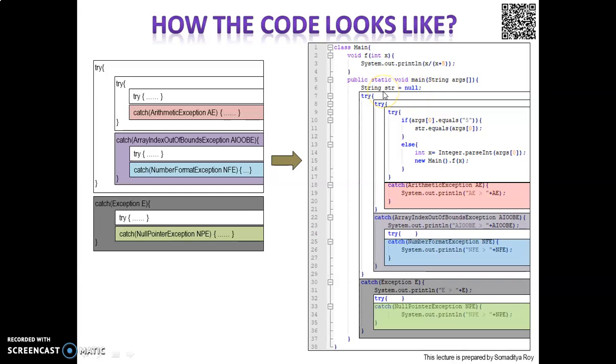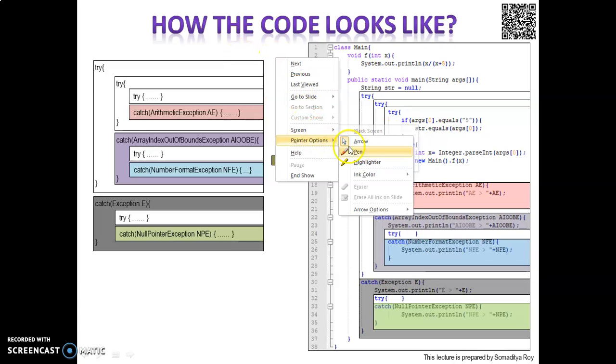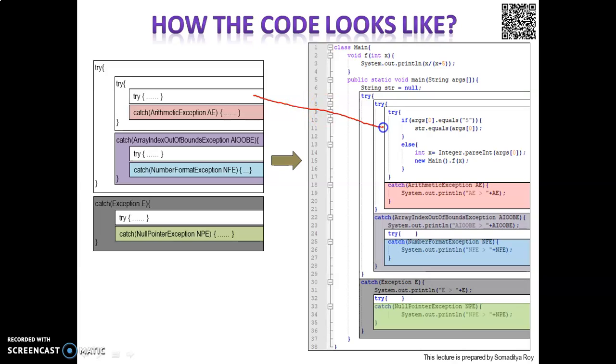So under the main method, we create a str string type variable and initialize it as null. Now this is basically the innermost try block. The innermost try block has a few instructions. We have an if-else structure over there. The condition of the if is args equals 5. That means when we execute the code, if we pass 5, it becomes equal.